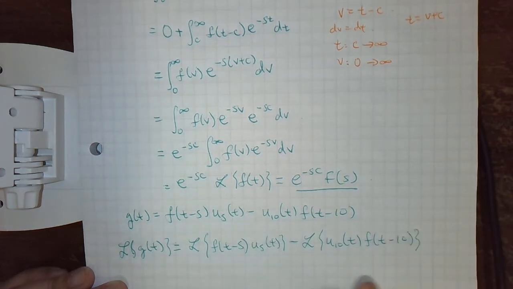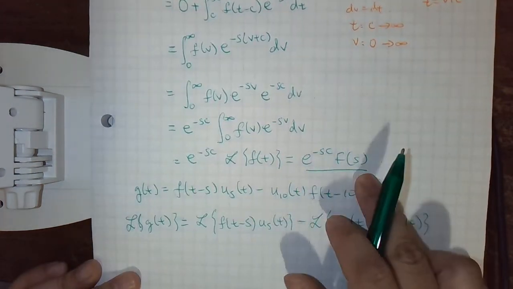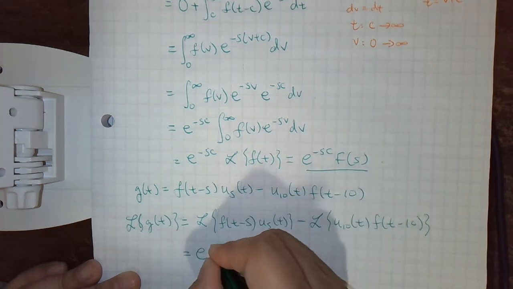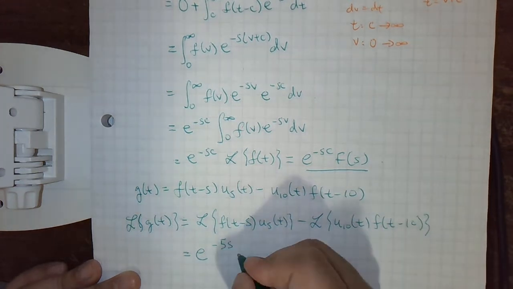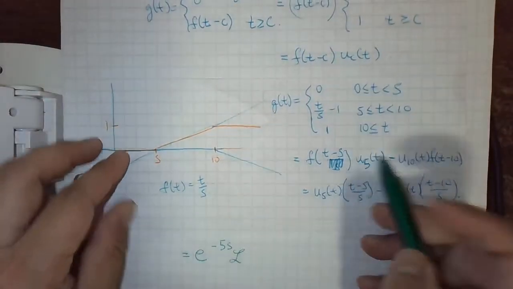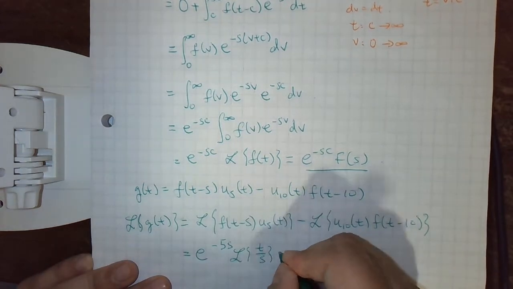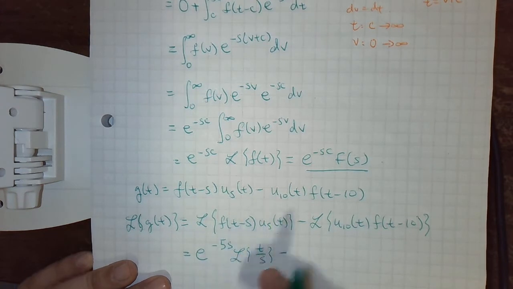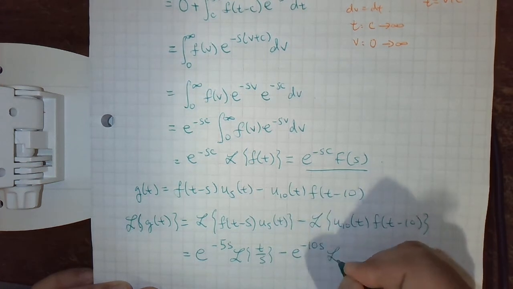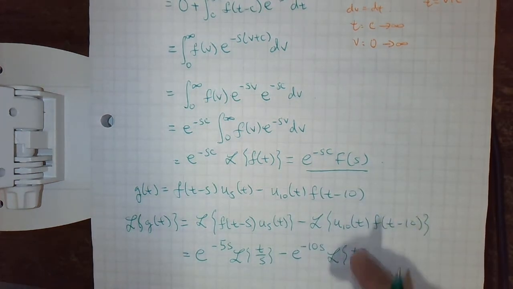And then for both parts, we can use this formula. So the first part, c is 5. So this is e to the minus 5s times the Laplace transform of the original f, which, let's just make sure, in this case was t over 5. So Laplace transform of t over 5. Minus, and then same formula, but instead of this 5, we have a 10, e to the minus 10s Laplace transform of t over 5, same function. Right, this 10 changes, but the function was t over 5.